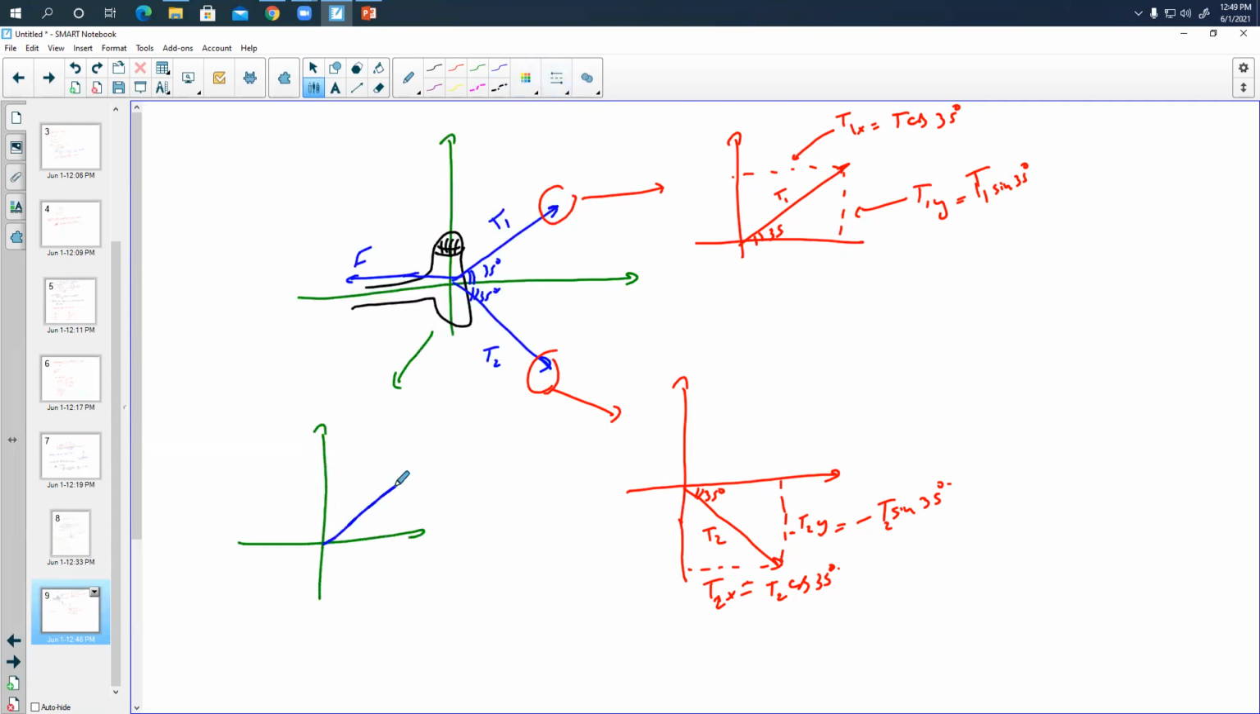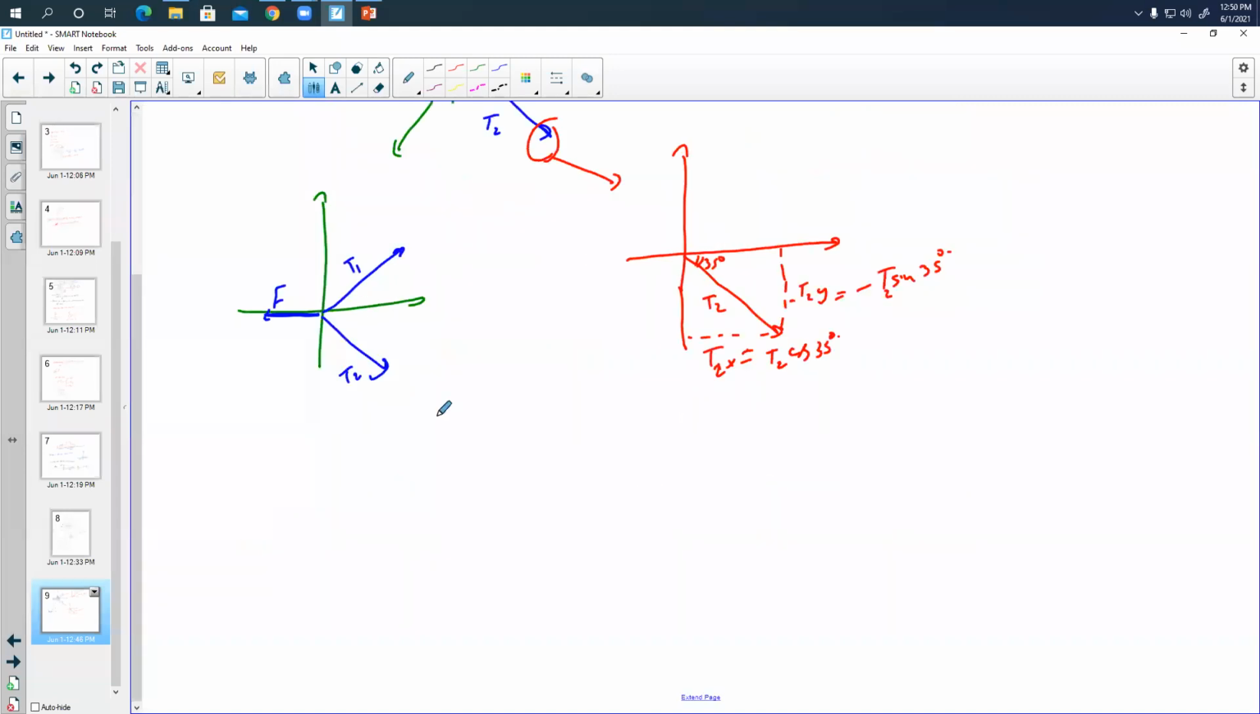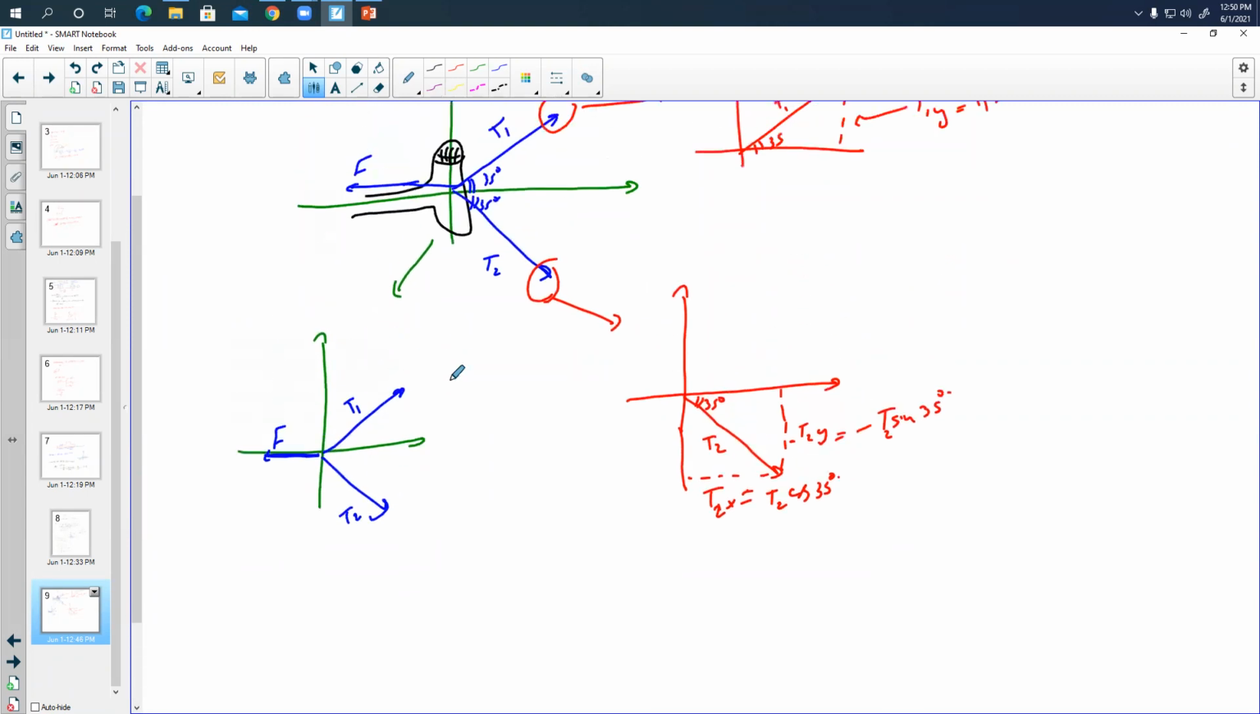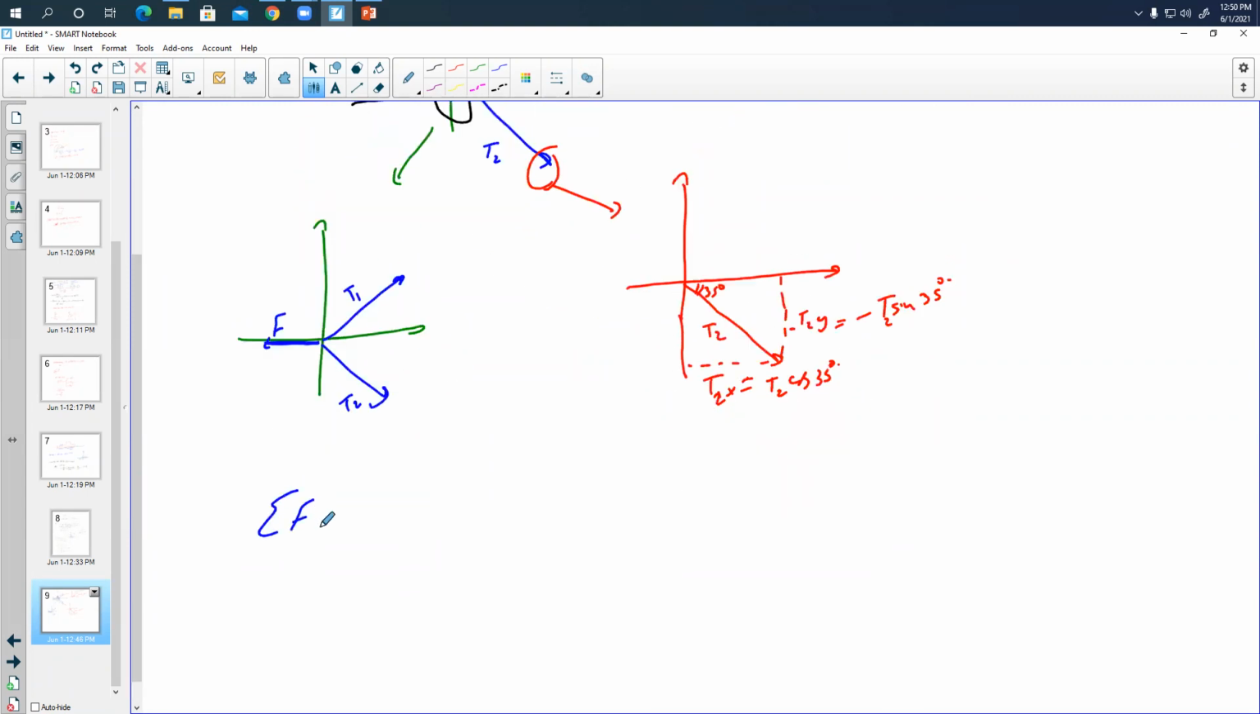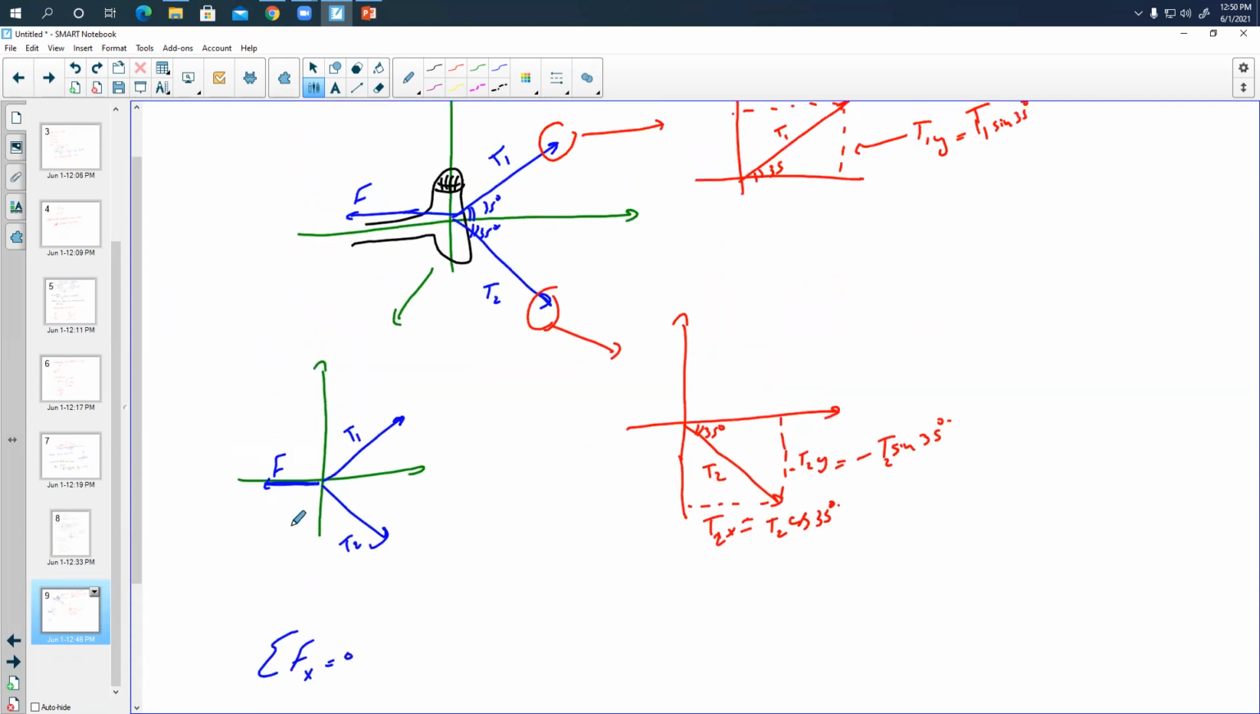So you got one going up there, one going down there, T1, T2, and that's your force F. So looking at this, in order to get equilibrium, because your foot is just standing over there, all your forces in the x direction have to equal 0. Okay, what are the forces in the x direction?